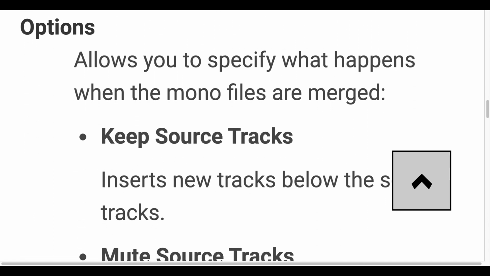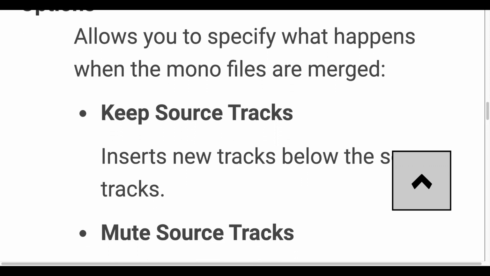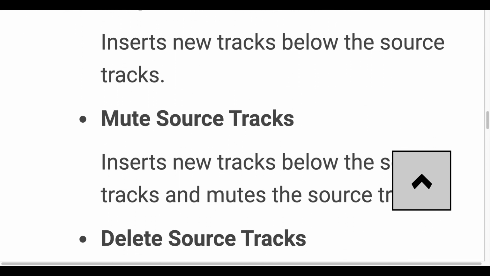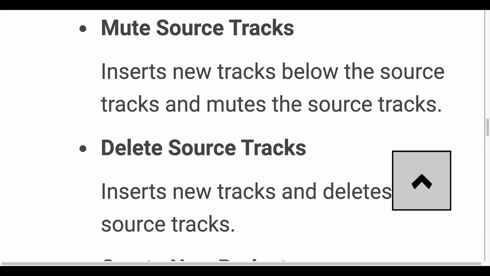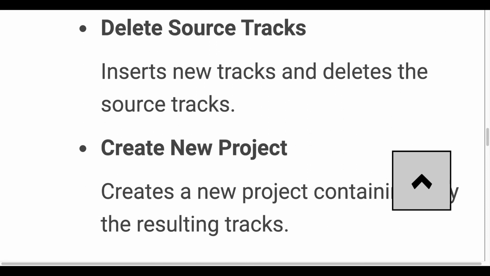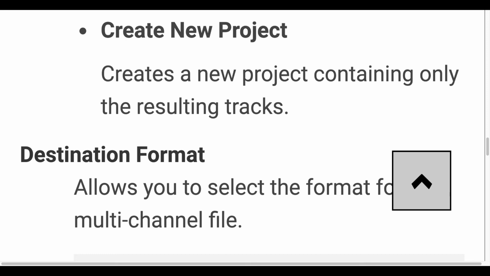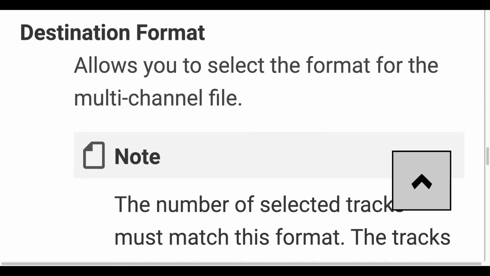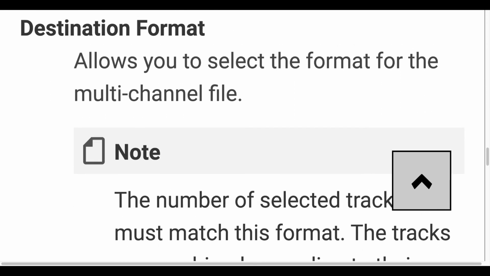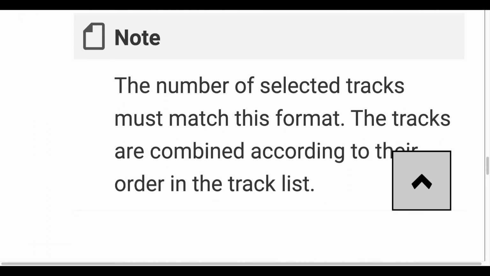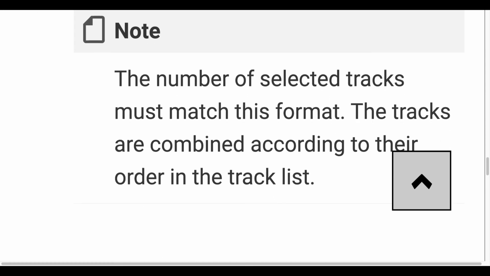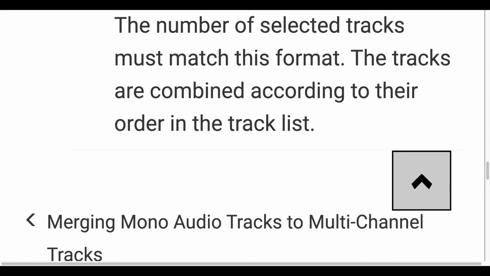Keep source tracks. Inserts new tracks below the source tracks. Mute source tracks. Inserts new tracks below the source tracks and mutes the source tracks. Delete source tracks. Inserts new tracks and deletes the source tracks. Create new project. Creates a new project containing only the resulting tracks. Destination format. Allows you to select the format for the multi-channel file. Note. The number of selected tracks must match this format. The tracks are combined according to their order in the track list. Merging mono audio tracks to multi-channel tracks.